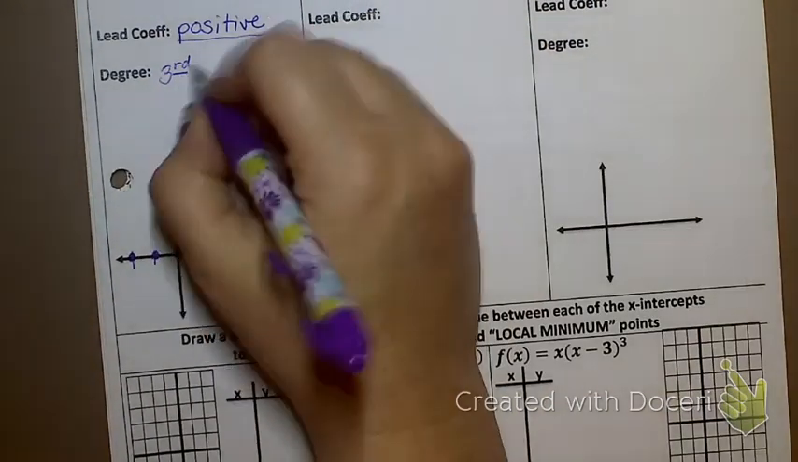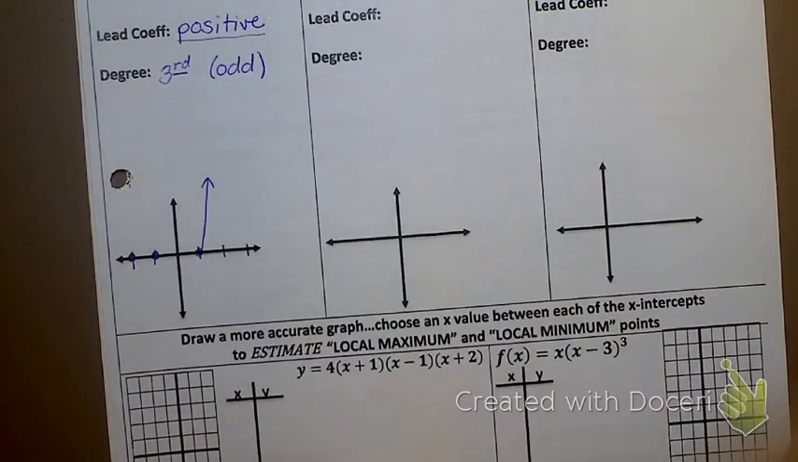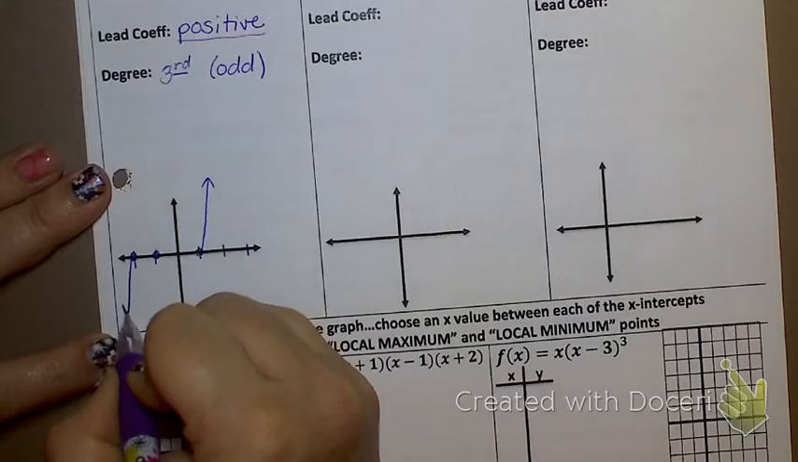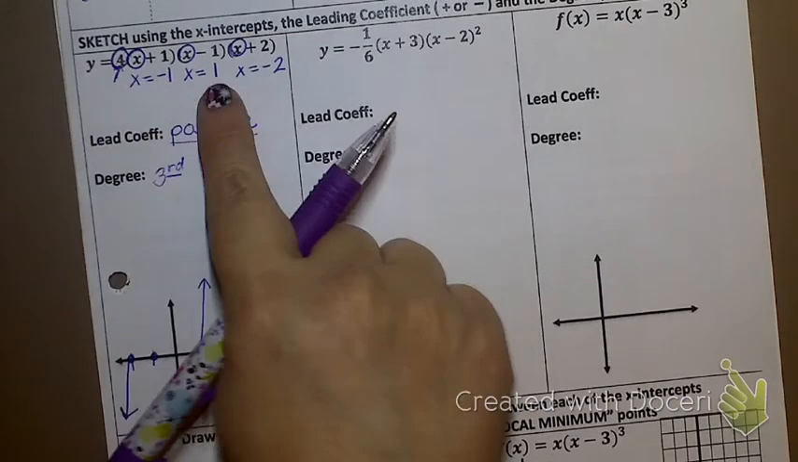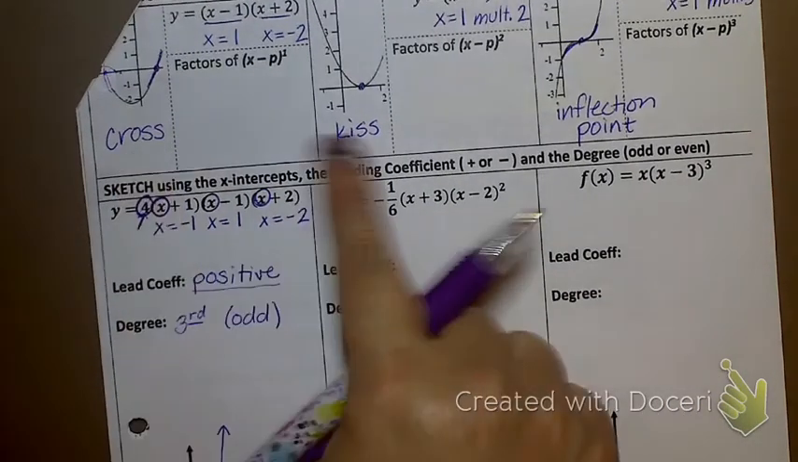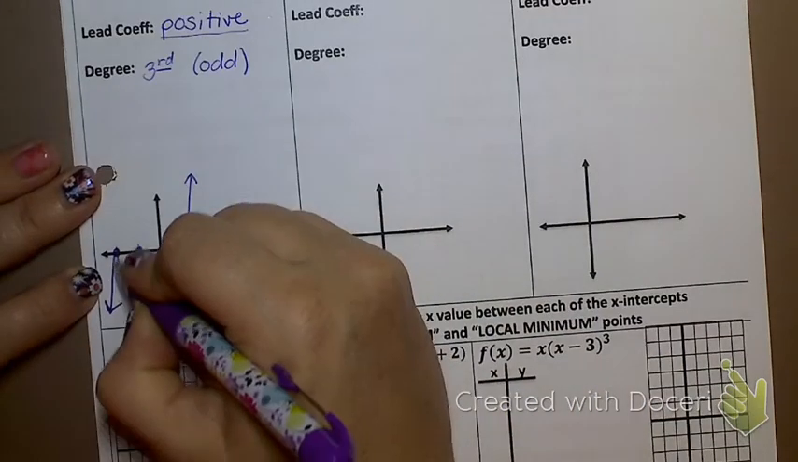Since it is a third degree, that means it is odd. So what does that mean about the left side of my graph? It's going opposite, so it's going down. So on the left side of the 0, we've got it going down. Now, all of these were just the cross situation, right? I didn't have any kisses or inflection points. So this is going to cross and go up.